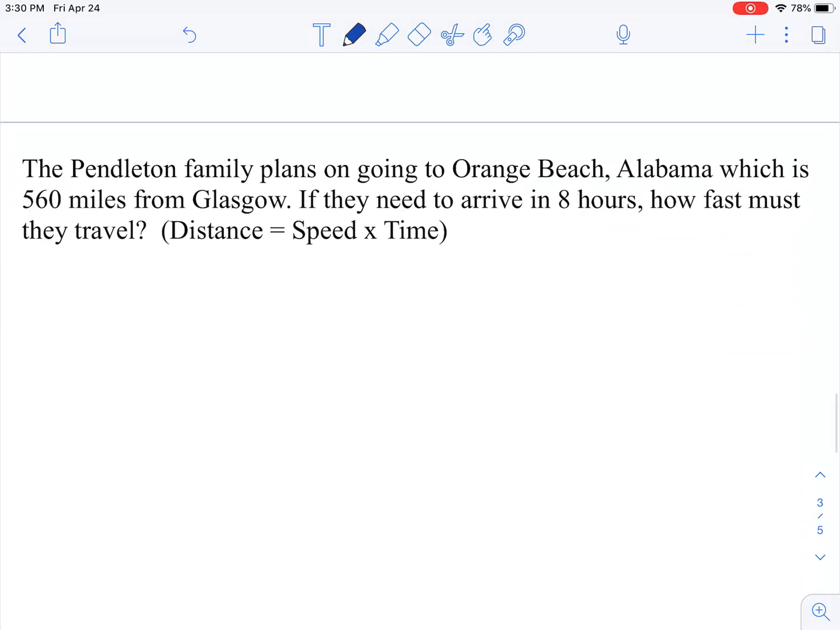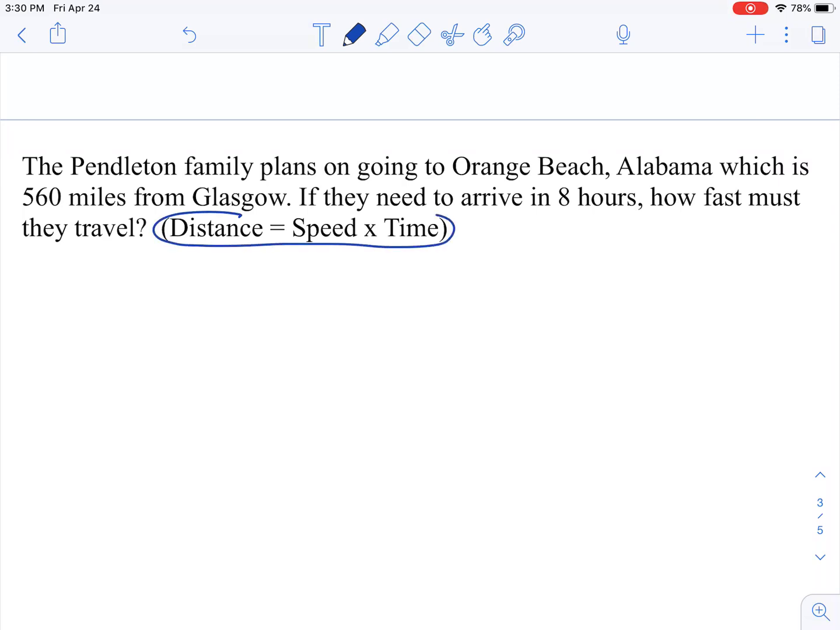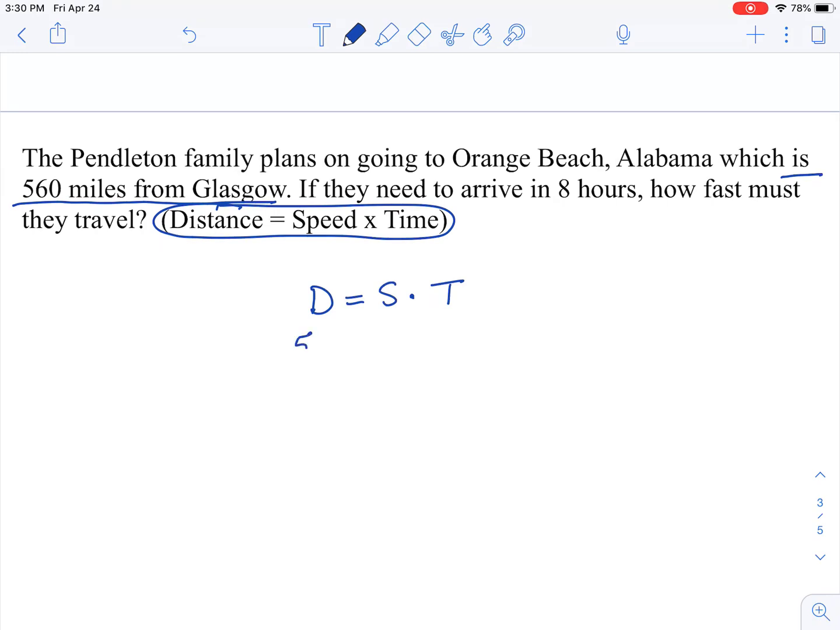Okay, I've got another problem. This time we're going to be using the distance formula. It says the Pendleton family plans on going to Orange Beach, Alabama, which is 560 miles from Glasgow. If they need to arrive in 8 hours, how fast must they travel? So again, write our formula and fill in what we know. It is 560 miles from Glasgow. Is 560 miles my distance, my speed, or my time? It is my distance.